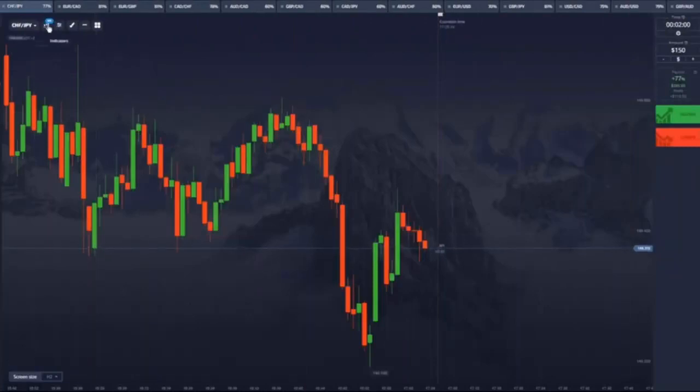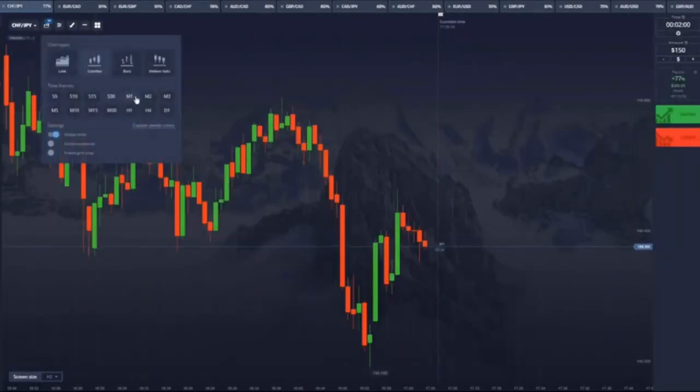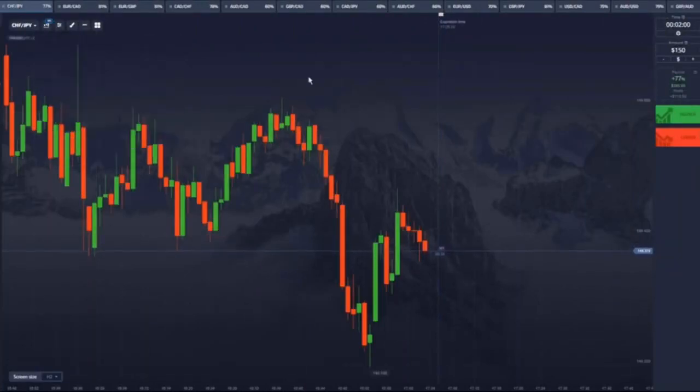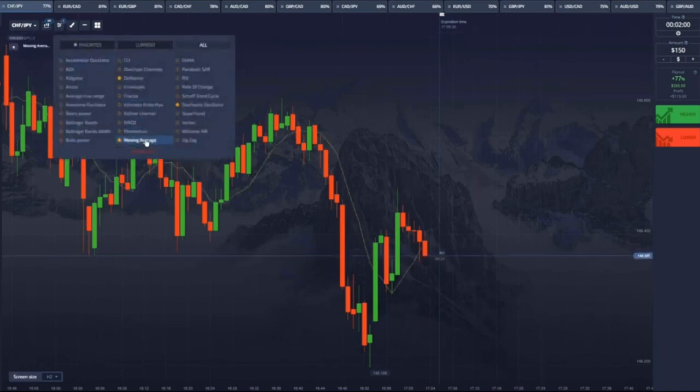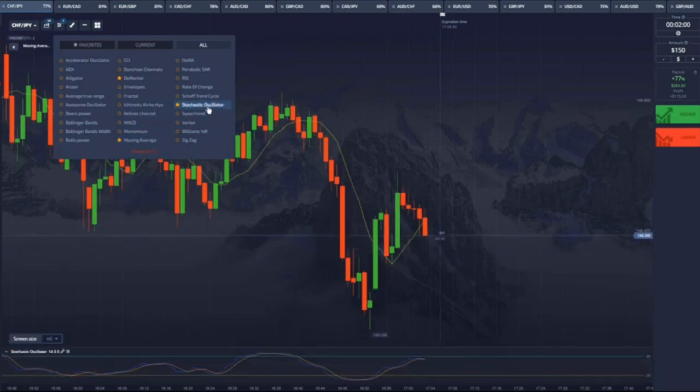Here's how you set up for this strategy. First, your candle time frame should be 1 minute and your trade expiry time should be 2 minutes, and you add the following indicators to your candlestick charts: moving average, stochastic oscillator, and demarker indicator.